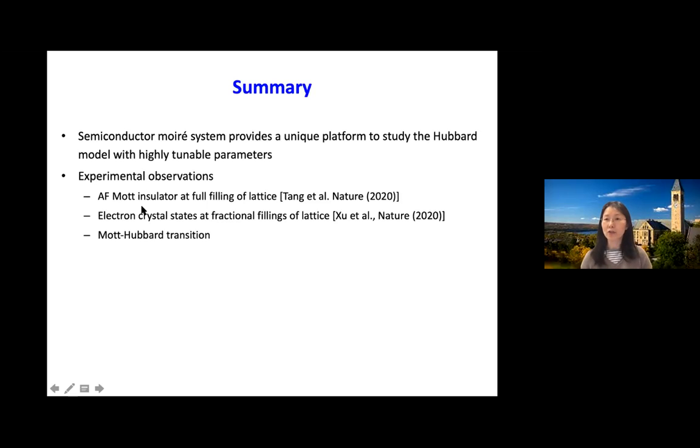At fractional fillings, the long-range Coulomb is also important, and we observed electron crystal states using the Rydberg sensing, exciton sensing technique. And I also talk about some recent results on tuning the interaction strength and seeing the Hubbard transition.